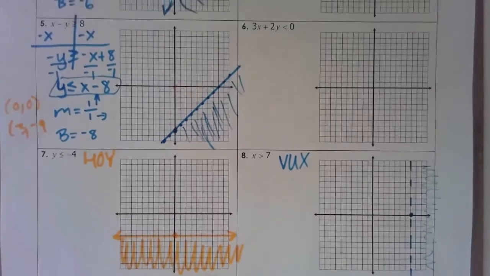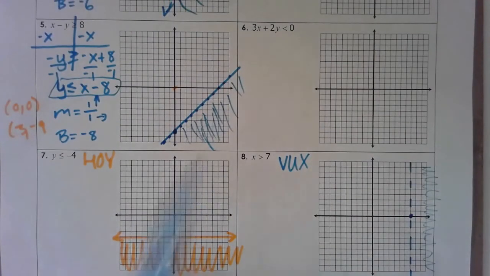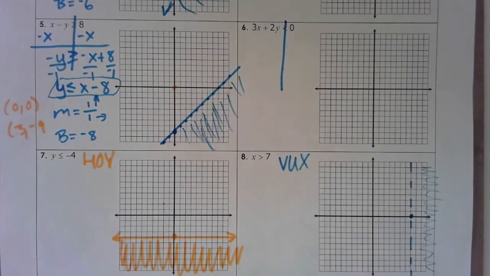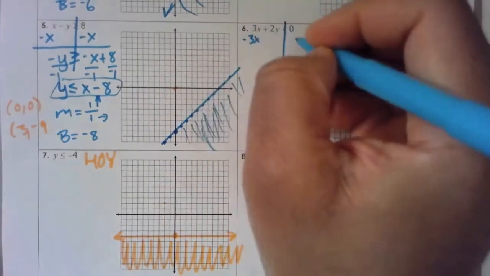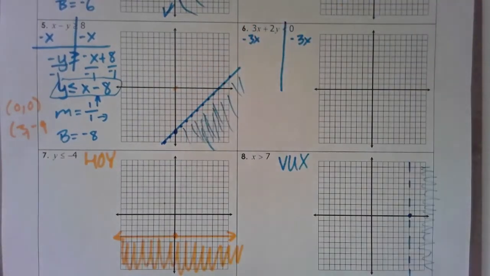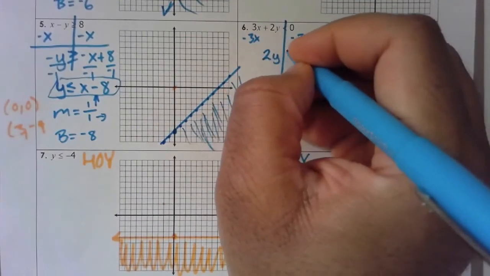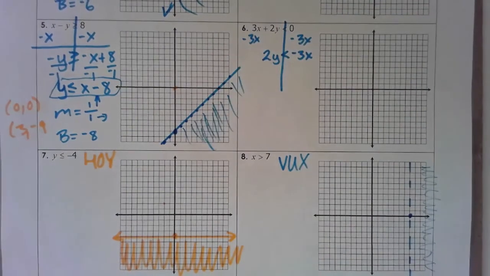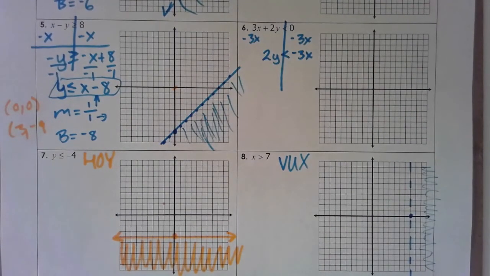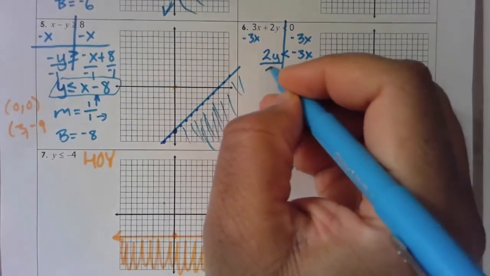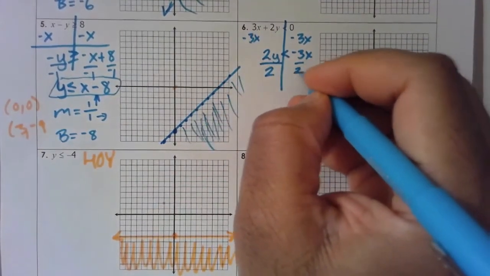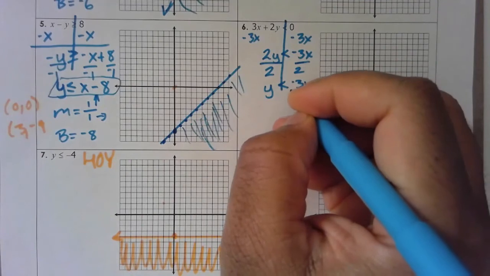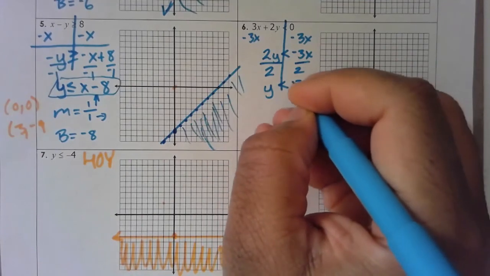All right, I'm going to do one final example with you here, and that's number 6 on this sheet that's right here. So once again, I'm going to isolate y by itself. So I'm going to subtract 3x. And then I'll have the 2y less than or equal to -3x. All right, and then in order to get y by itself, my final thing is I have to divide by 2. And so I have y is less than -3x, or -3/2, I should say.